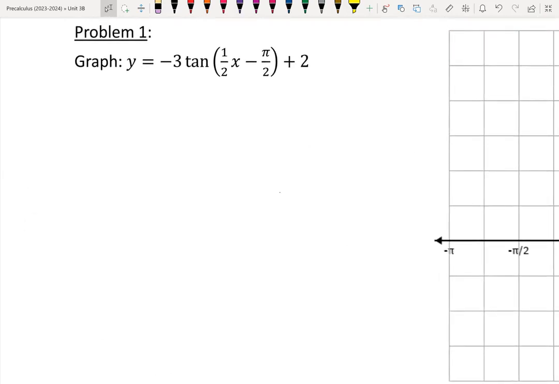So again, looking at this problem, before we can do anything, what is the first thing we need to do? Looking at the middle right here inside of our function. Factor out the 1/2. So let's factor out the 1/2. So y equals -3 tangent of 1/2. Factoring out that 1/2, what would that leave me with? X minus not pi over 2, if I factor out that 1/2.